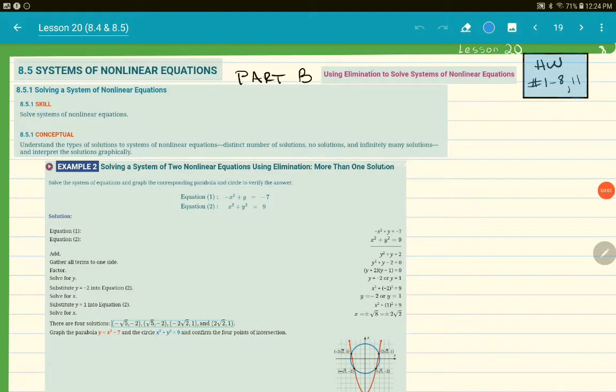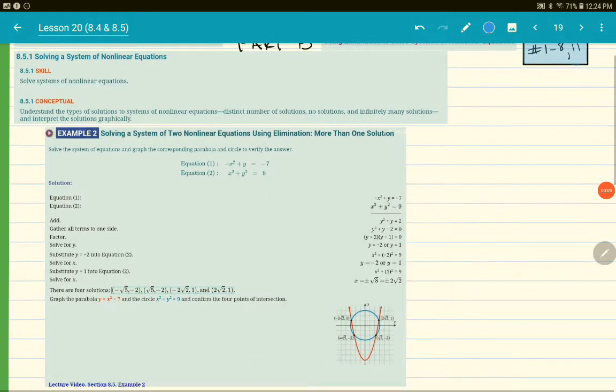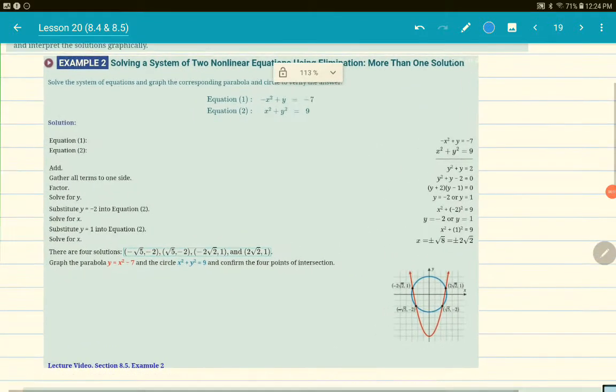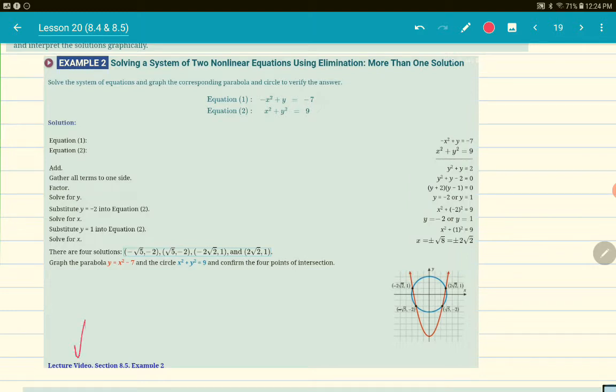Okay, how to solve systems of linear equations is our goal now. First, we're going to use elimination to try to solve them. So in your textbook, go to example 2, and you'll see an example of a system of nonlinear equations. And watch how your textbook author solves this.